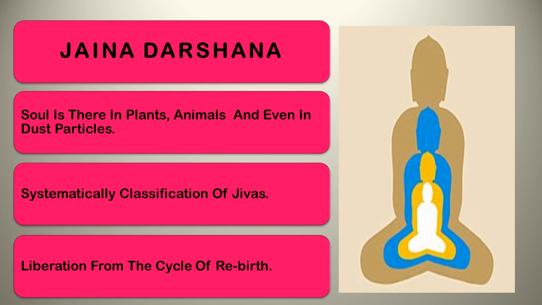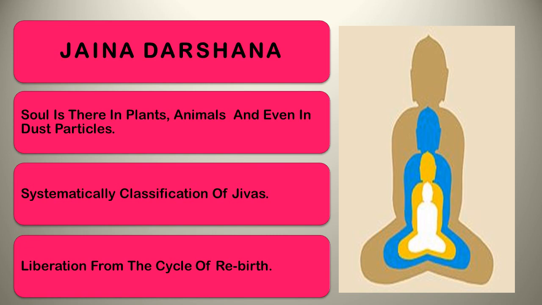Jaina Darshana. Jainas are realists. They believe that every organism is a combination of two independent substances. Those substances are material body and consciousness. According to Jainas, not only animals but plants and even dust particles also have soul. However, the level of awareness or consciousness differs.